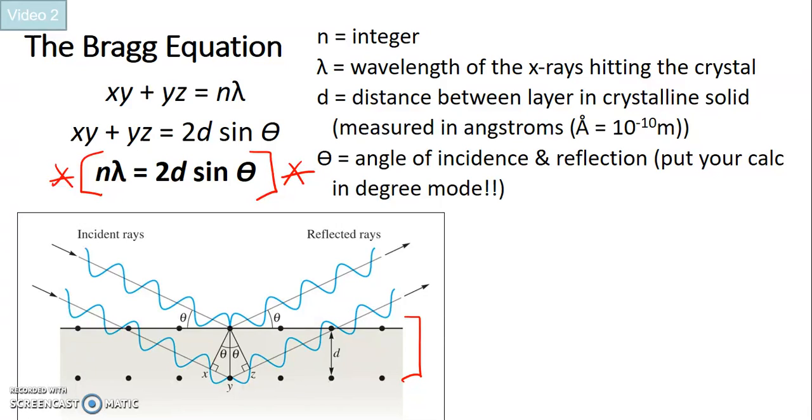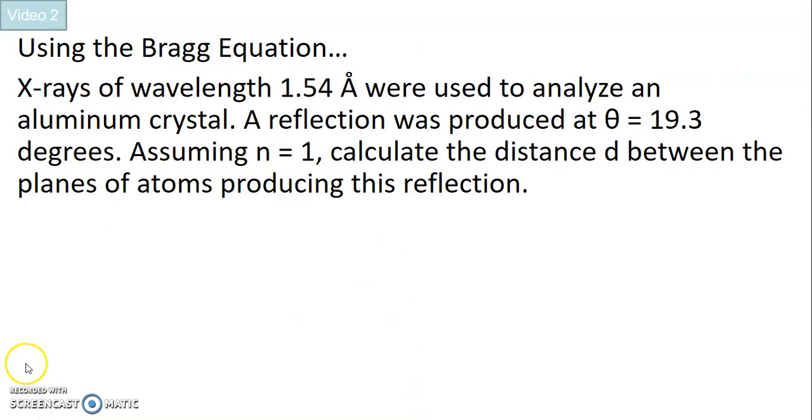And so let's do an equation with the Bragg equation to show you what it is that you could be solving for. So X-rays of wavelength 1.54 angstroms were used to analyze an aluminum crystal. A reflection was produced at 19.3 degrees. Assuming that the integer n is equal to 1, calculate the distance d between the planes of atoms producing this reflection.